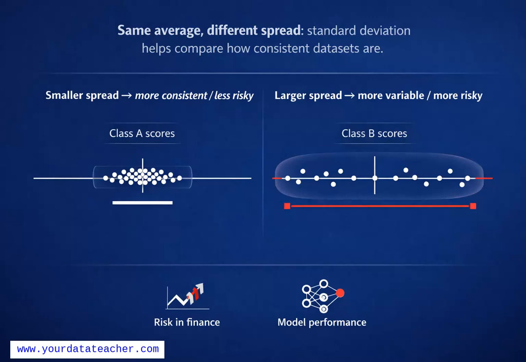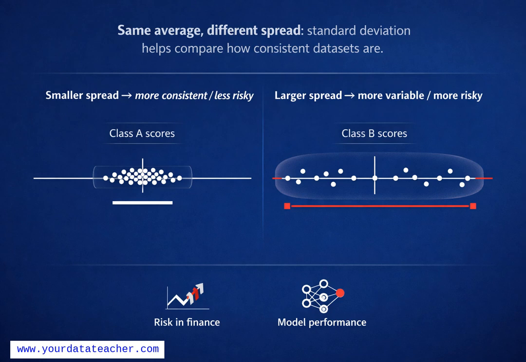On this slide, we are comparing two datasets that share the same average but behave very differently. On the left, you see class A. The scores are tightly clustered around the center. In this case, the standard deviation is small. Most students perform close to the average. That means the results are more consistent and, in a sense, less risky or less unpredictable.